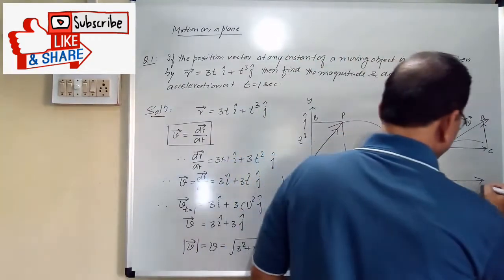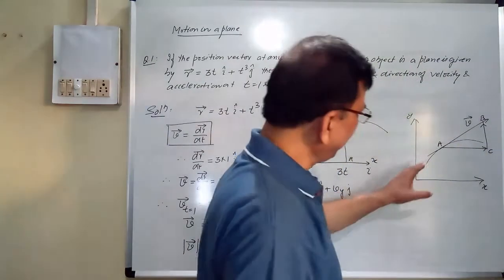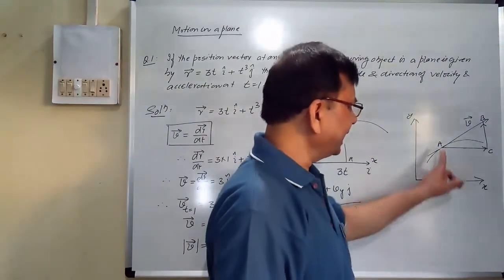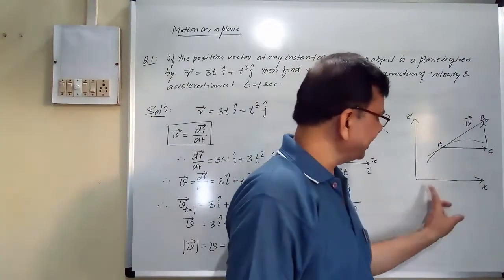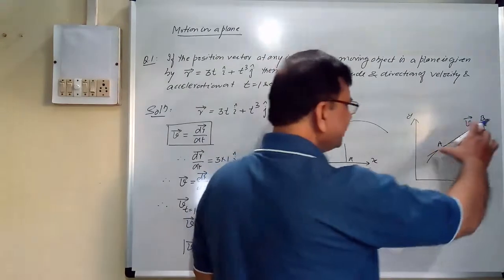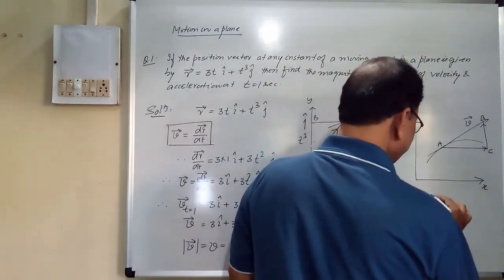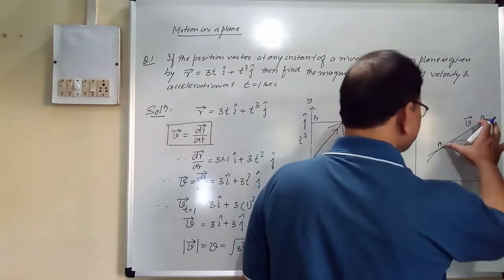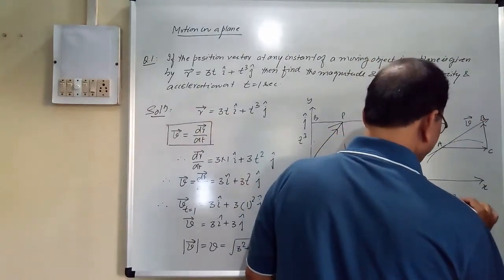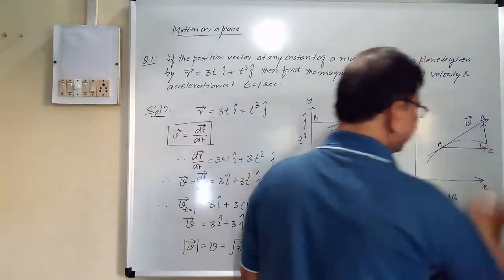So this is the x-axis, this is the y-axis, this is the motion, and this is the direction of velocity. Its x component along the x-axis is this, along the y-axis is this. So we will take the magnitude, mod V, that is equal to this length, simply the length AB. Of course it is 90 degrees.